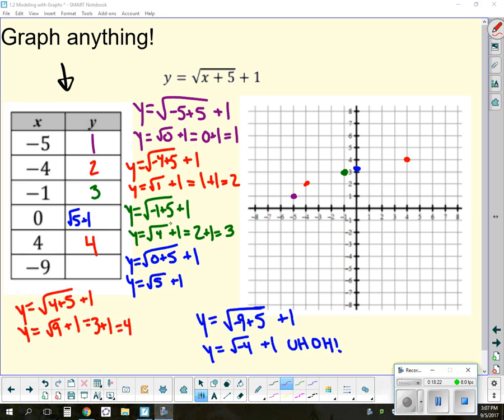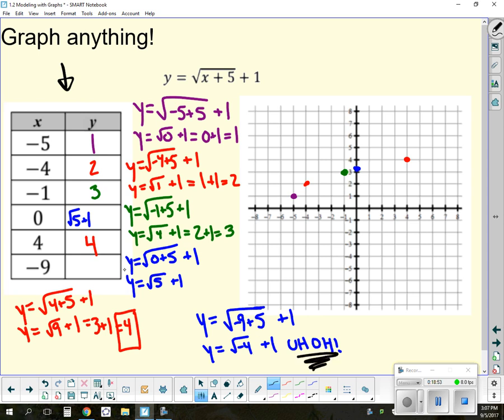Okay, let's check our work. For x value of 4, you should have solved and got a y value of 4 as well. Plotted that point right here. But when you do -9, you run into a problem. And that problem is you have the square root of a negative number. At this point in your math lives, you are not able to have an answer for a square root of a negative number. So, we have a problem.